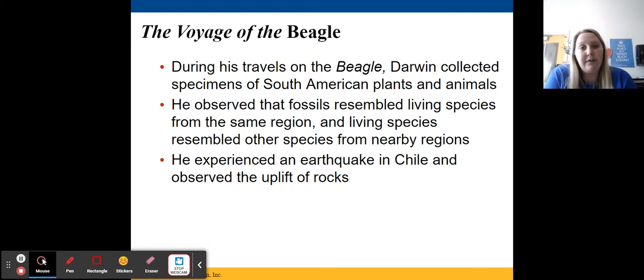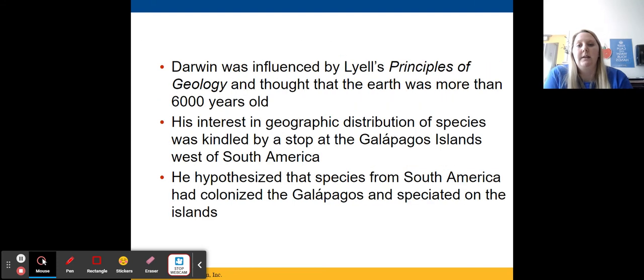This was a catastrophic event that helped him kind of solidify his findings on catastrophism. He was influenced by Lyell's Principles of Geology and thought that the Earth had to have been more than 6,000 years old. His interest in the geographic isolation and distribution of species around the world was kindled by the stop at the Galapagos Islands off the west coast of South America. Here, he hypothesized that species from South America had colonized the Galapagos Islands and then speciated into new species on those islands.